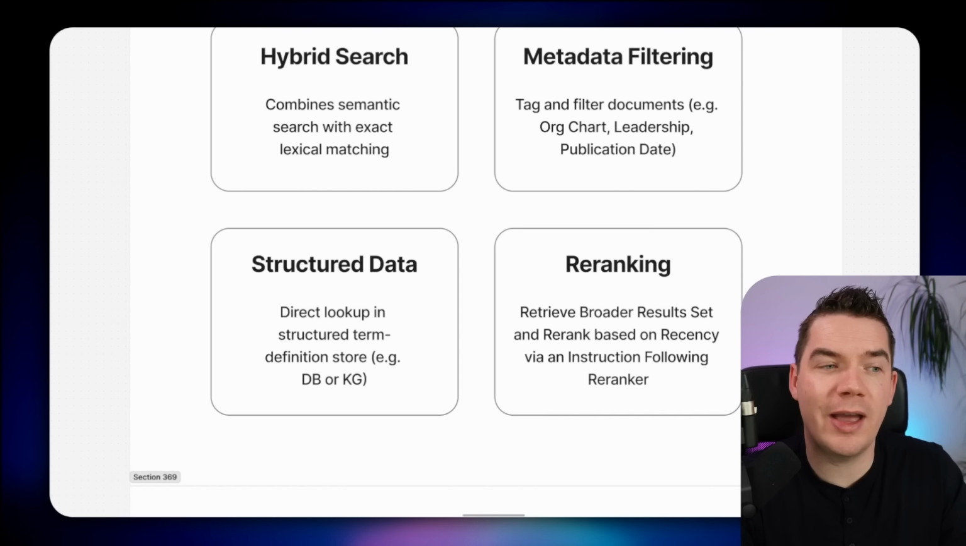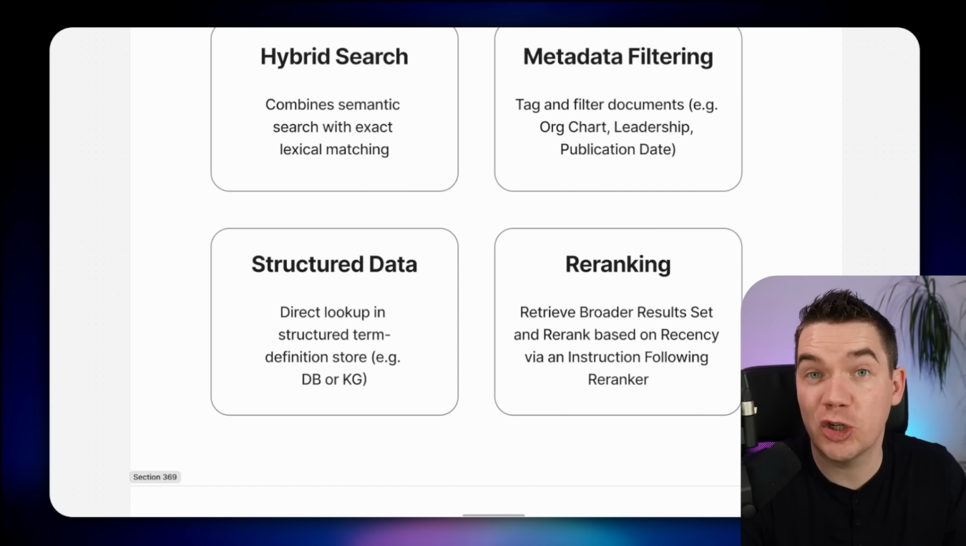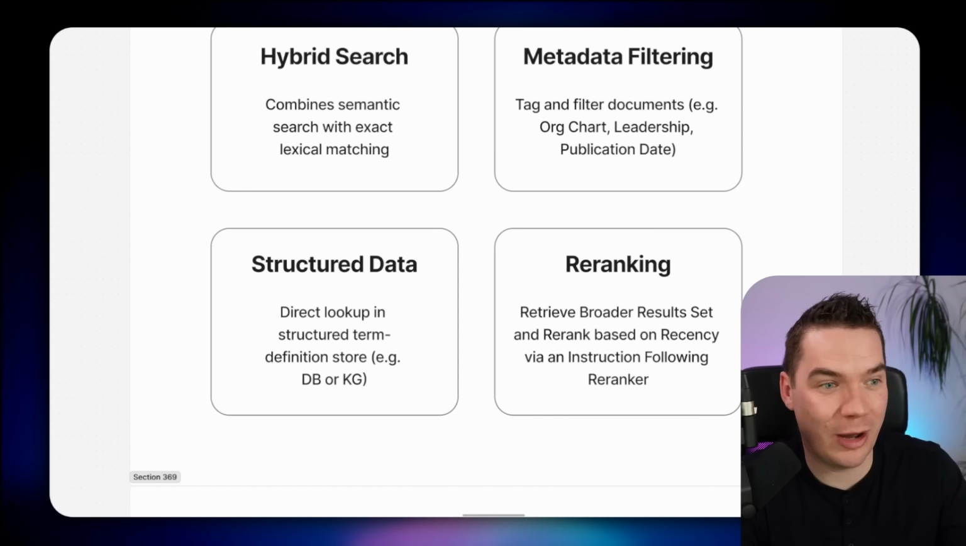There are new re-ranking models that are actually promptable. So the AI agent could prompt a re-ranker to say, re-rank these chunks based off recency. Now you just need to make sure that the actual date of the document is dropped in there as well.